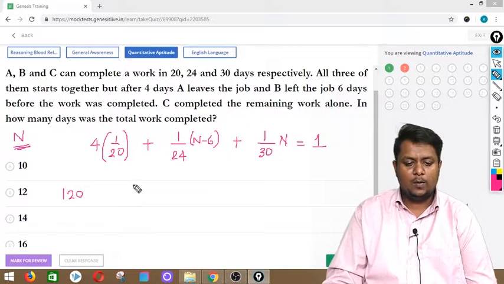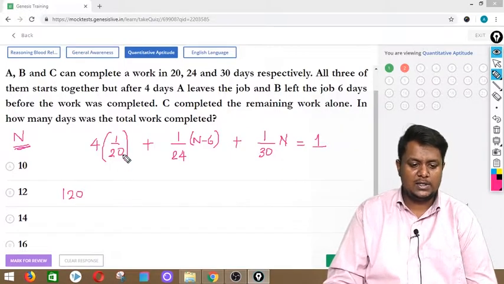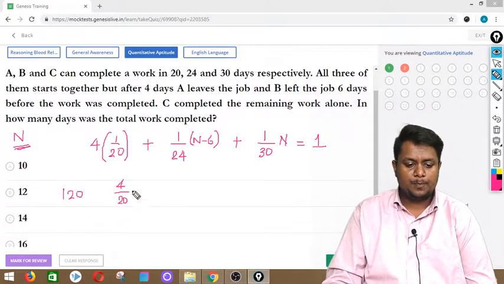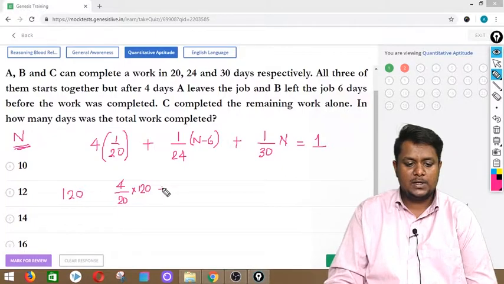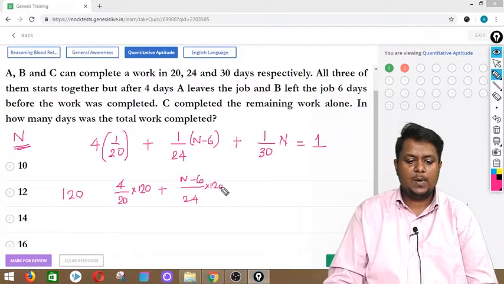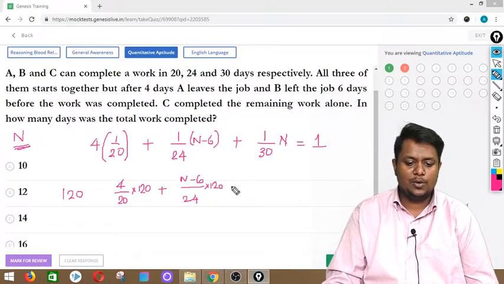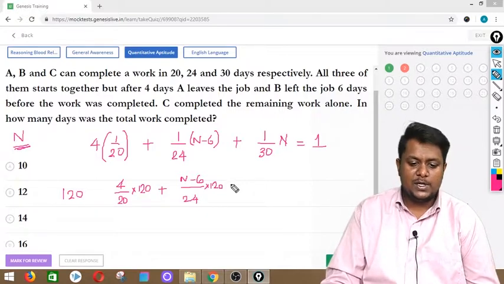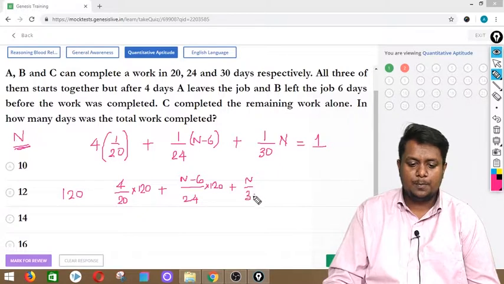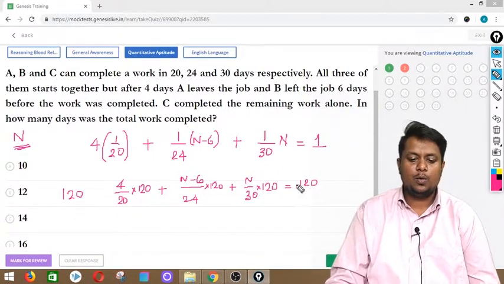Now 4 into 120 divided by 20. In this case, 4 by 20 into 120, plus n minus 6 divided by 24 into 120. We are multiplying the complete equation with 120 to remove the fractions. Why? It becomes easy for us to calculate when we remove the fractions. So n by 30 into 120 is equal to 1 into 120, which is 120.